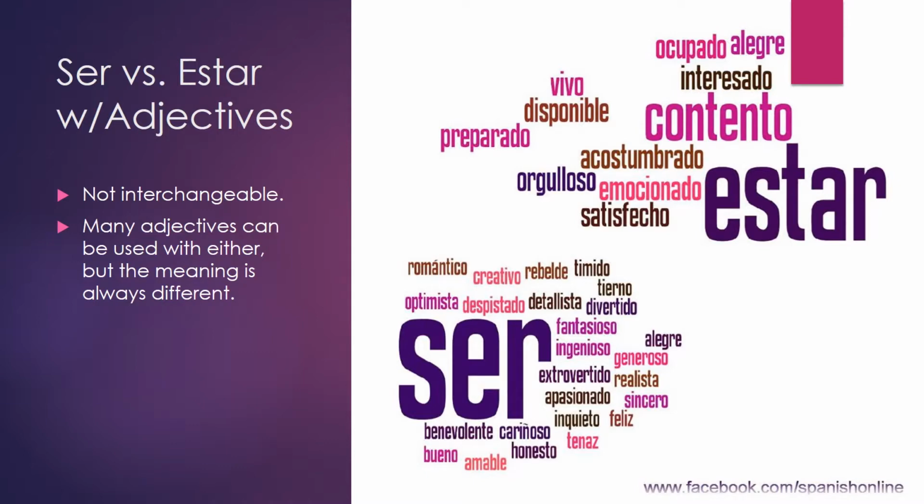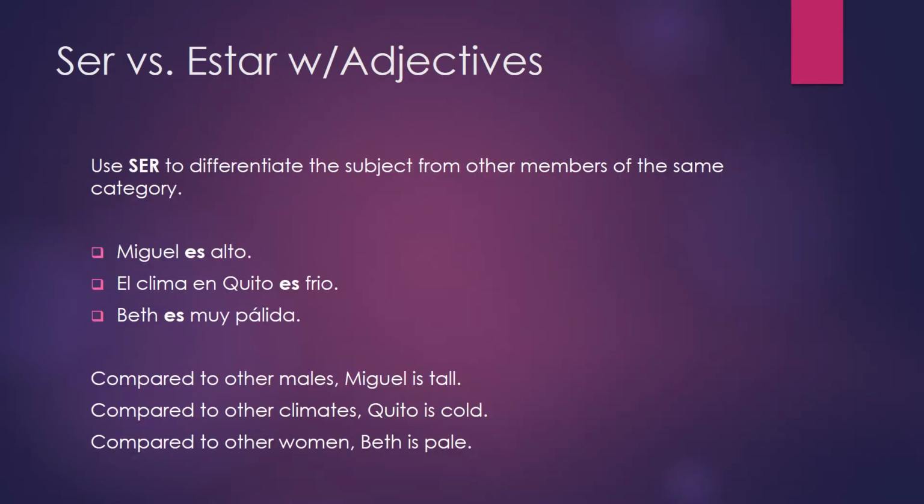All right, when to use ser versus estar with adjectives. Again, ser and estar both mean to be, but they are never interchangeable. Some adjectives could be used with either ser or estar, but that would change the meaning at least a little bit when you change the verb to ser or estar. So let's look at some examples here. You would use ser if you want to differentiate the subject from other members of the same category. So this is kind of big picture thinking.